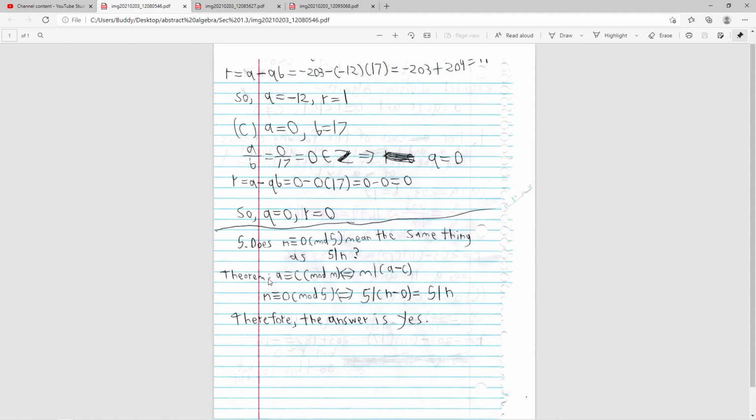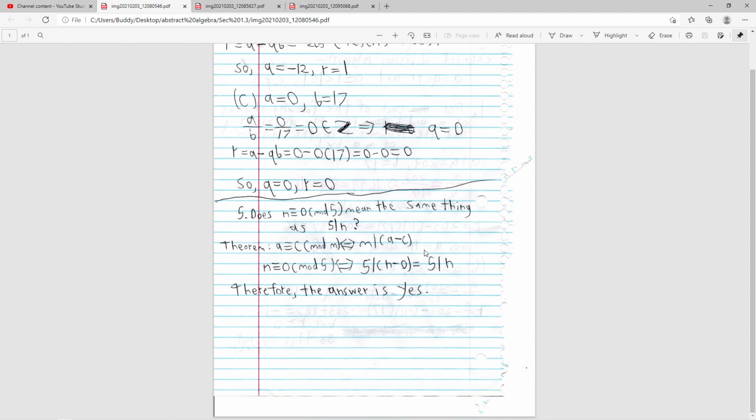But now number 5, this question here. Does n congruent to 0 modulo 5 mean the same thing as 5 divides n? And the answer is yes, because the theorem shows it. It's basically using the theorem verbatim. a congruent to c modulo m is equivalent to m divides a minus c. So n is a and 0 is c here, and modulo 5 is modulo m, so 5 is m. So the expression given here is equivalent to 5 divides n minus 0, which is equal to 5 divides n. Yeah.